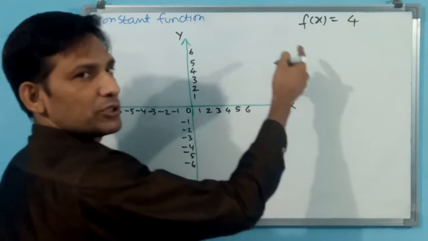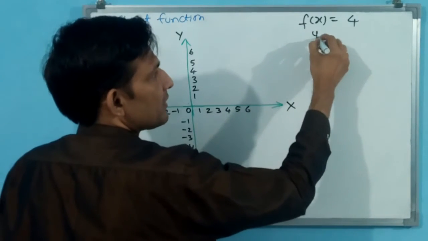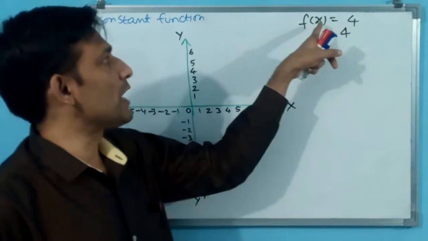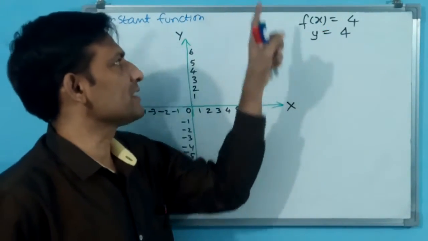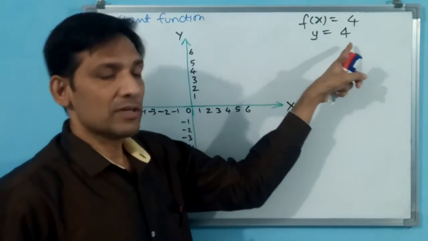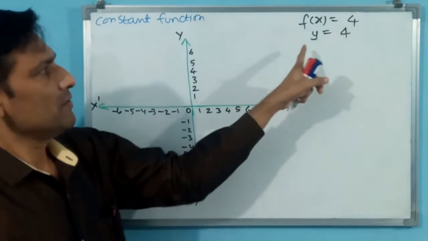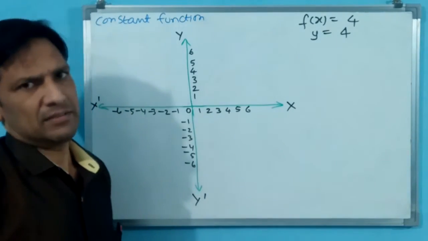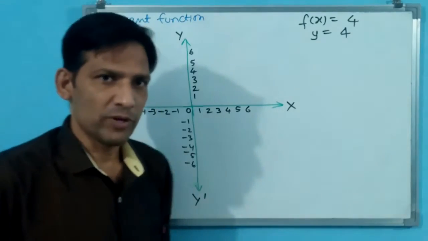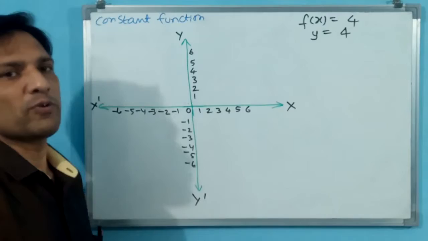Constant function means 4 is a constant. f(x) is also called y, so y is equal to 4. That means whatever values of x you give, 1, 2, minus 3, minus 4, the output comes constant, 4 only. Y doesn't have any relation with x. Whatever x you give, y keeps coming 4 only. Why? Because here it is not y equal to 4x; here y is equal to 4 only.